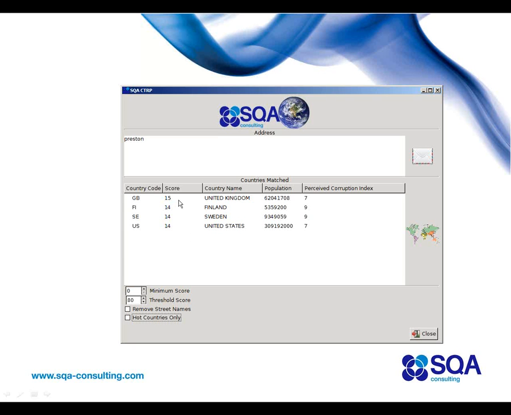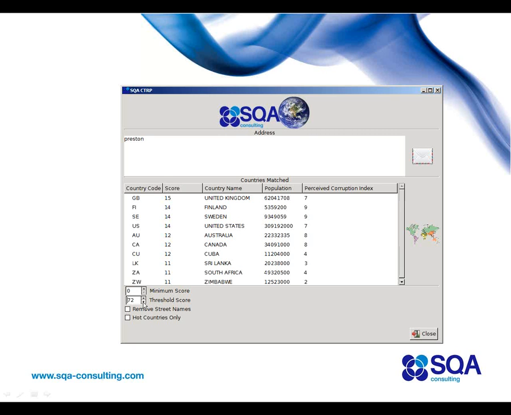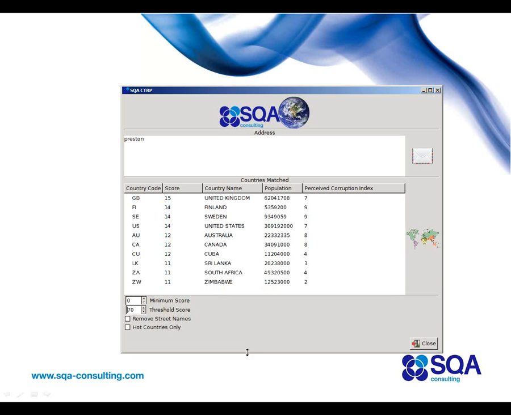The United Kingdom has scored a slightly higher score than the others because Preston is a more significant place in that country. Down here I have a threshold score where I can set how interested I am in other countries that have scored less. So if I turn that down and increase my risk, I can find other places where Preston is significant. So as I turn that down, I can find Preston is in a lot of places. So if I go down to 70%, I'm finding Preston in all kinds of places.